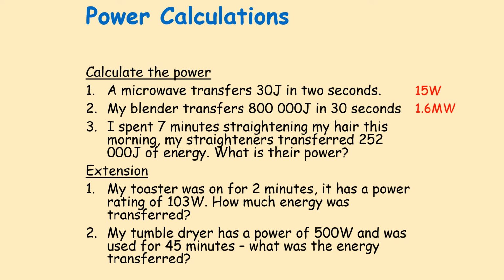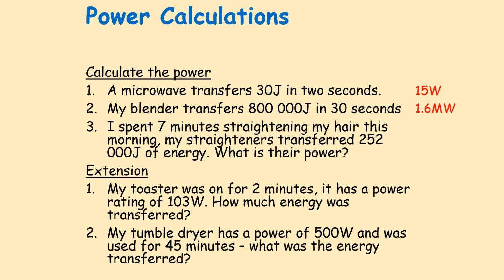So megawatts is a million watts, because if I divide 800,000 by 30, I get 1,600,000 watts. So I can write that as 1.6 megawatts. If I spend 7 minutes straightening my hair, which, you know, is the minimum amount of time that I spend straightening my hair, my straighteners will transfer 252,000 joules of energy. What is their power?